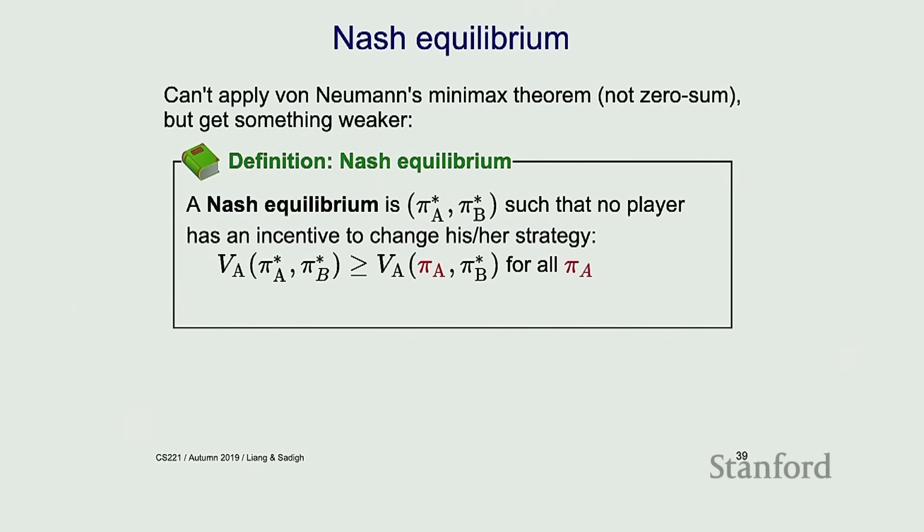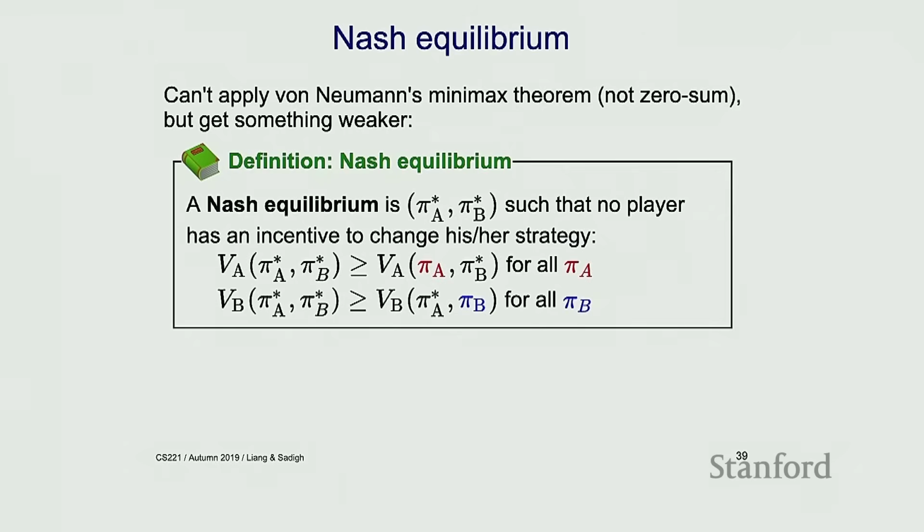So what that means is, if you look at the value function from the perspective of player A, at the Nash equilibrium pi star A and pi star B, it is going to be greater than or equal to the value of any other policy pi A, if you fix pi B. And the same thing is true for the value of B. For agent B, the value of B at the Nash equilibrium is going to be greater than or equal to the value of B at any other pi B, if pi A fixes their policy.